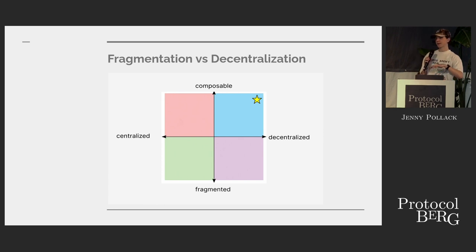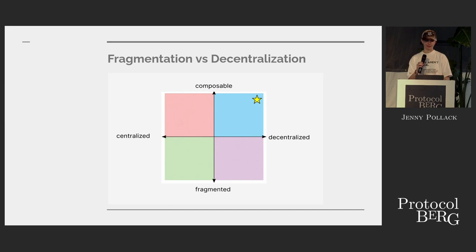The composable to fragmented axis. Composability is positive, right? Because you get innovation, you get general interfaces, aka standards. You get the benefits of ecosystems and networks instead of walled gardens and siloed applications. If you take nothing away from this talk, I think the main point is that we should do more standards work at the protocol level. It makes it a lot easier for application developers to really commit.